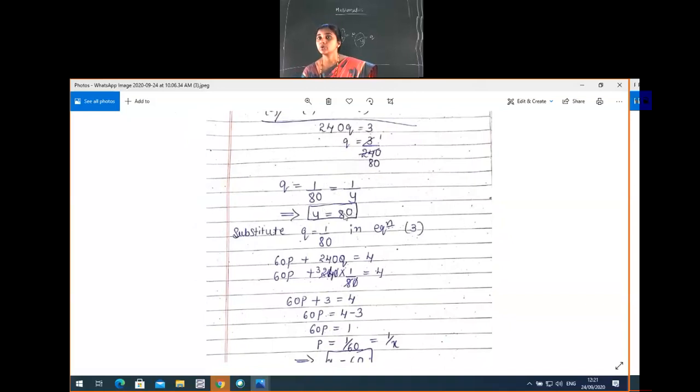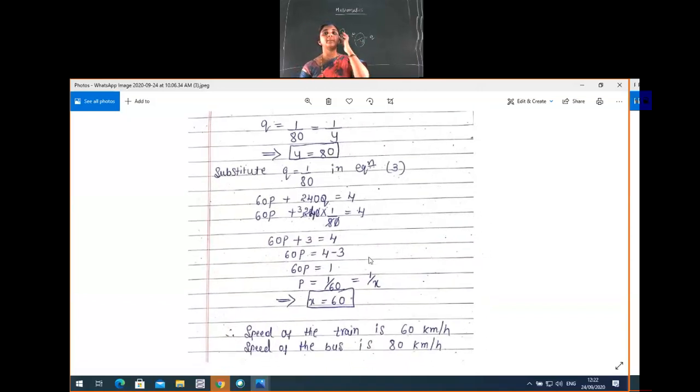So y you got. You cannot substitute the y value in any equation, okay? So you are changing that, reducing to 1 by x and 1 by y, no? So you have to substitute this q value in equation 3 or equation 4. Now substitute q is equal to 1 by 80 in equation 3. Then you will get, see, 60p plus 240q is equal to 4. Then 60p plus 240 into 1 by 80, which is equal to 4. Here cross multiplication. After that 60p plus 3, which is equal to 4. Then 60p is equal to 4 minus 3, that is 1. So p is equal to 1 by 60.